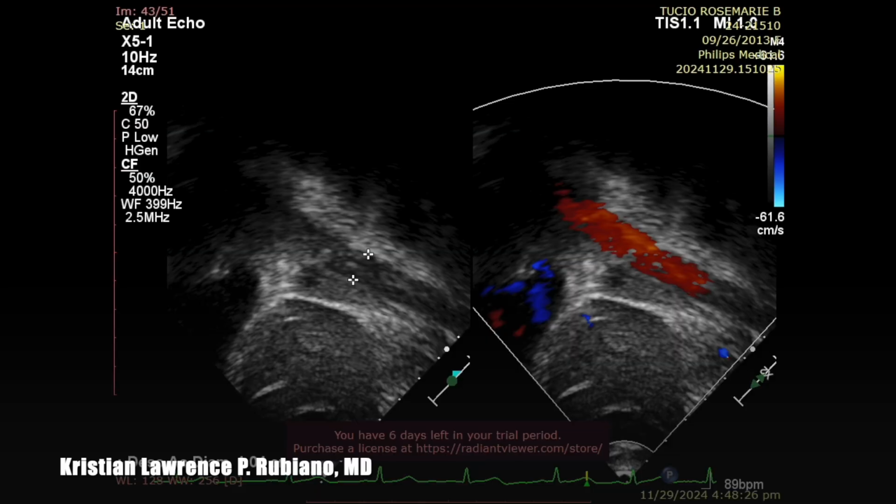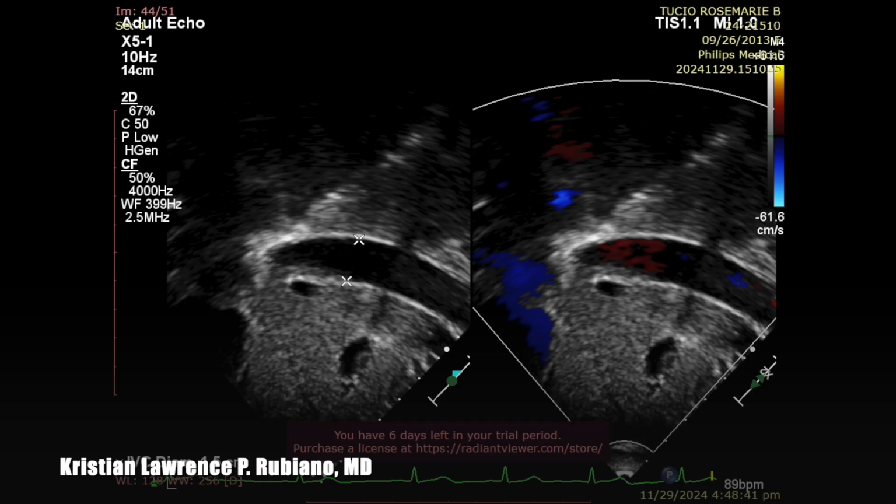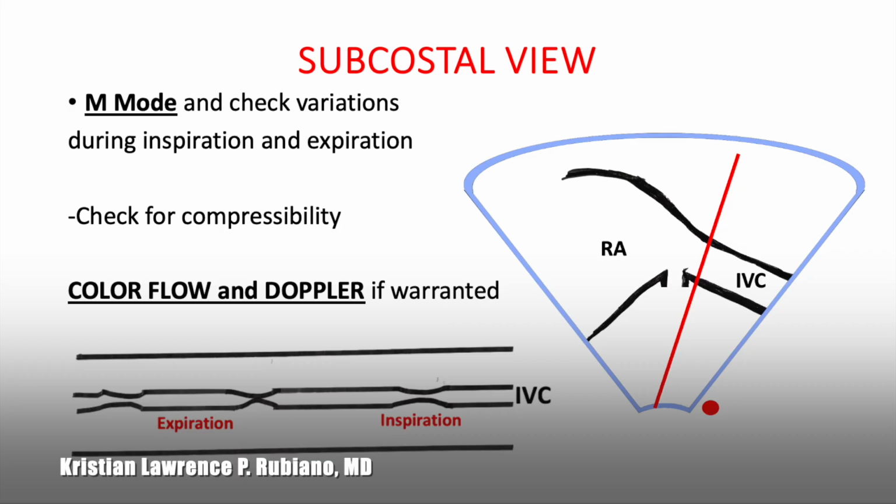We need to measure the descending aorta and the IVC. We can measure the IVC collapsibility. IVC collapsibility refers to the respiratory variation in the diameter of the inferior vena cava, which can be an important indicator of right atrial pressure and overall fluid status in a patient. The proper measurement of the IVC is crucial in the evaluation of the IVC and its collapsibility.